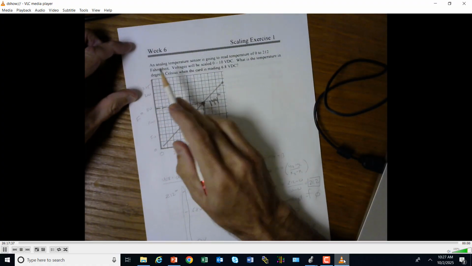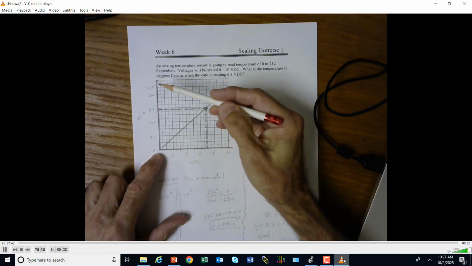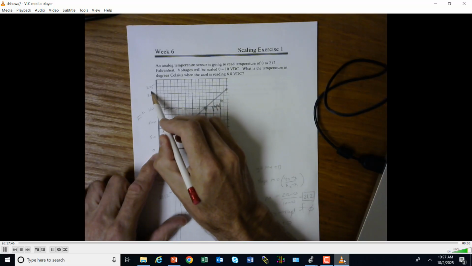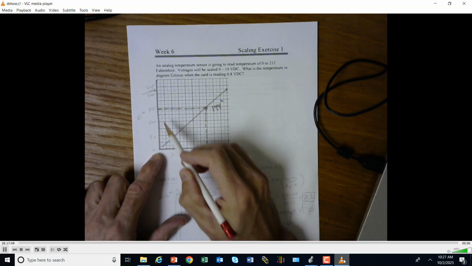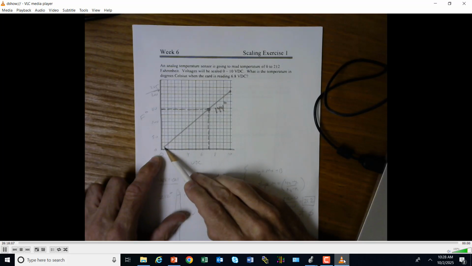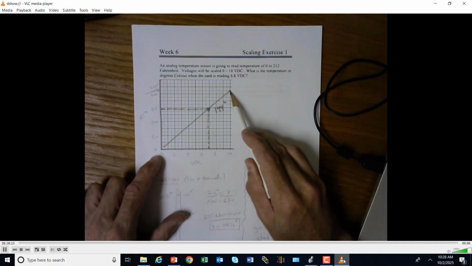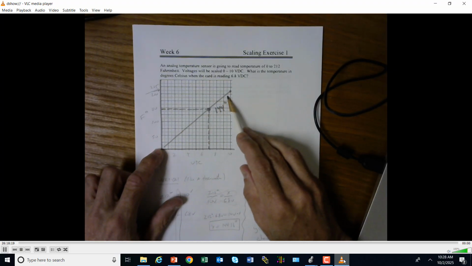So what I have here is an analog temperature sensor. It's going to read from 0 to 212 degrees. So, 212 is right in the middle here. That's where my 212 is. So I got Fahrenheit degrees on here, 0 going to 212. And the voltage is going to be scaled 0 volts to 10 volts, VDC. So it's proportional, it's linear, because that's the way that these analog signals work. So that I get a nice proportional line here, and we're not going to dig into all your algebra 2 to be sure that the correlation is correct or anything. We're just going to say it's going to be linear.